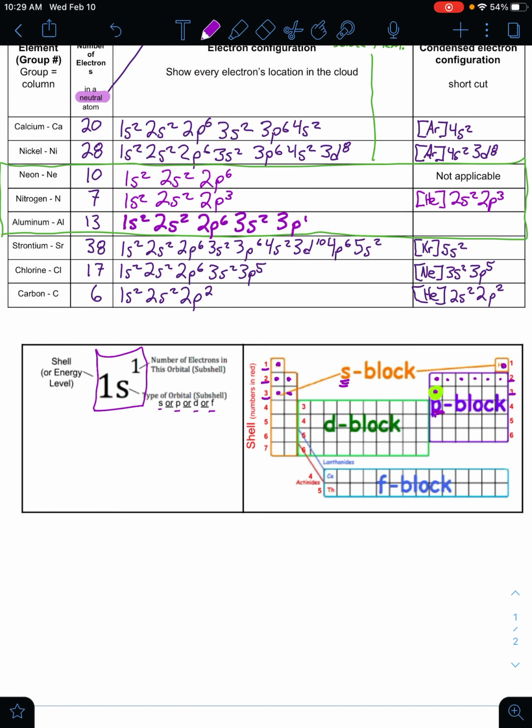If we are to write that in shortcut, the closest noble gas that is smaller is right here, and that, if you see a real periodic table, is neon. So I'll put neon in brackets, and I will only show the address of the electrons that came after neon. So that is 3s2, 3p1. Or if you do it from here, find your noble gas, neon, 3s2, 3p1.